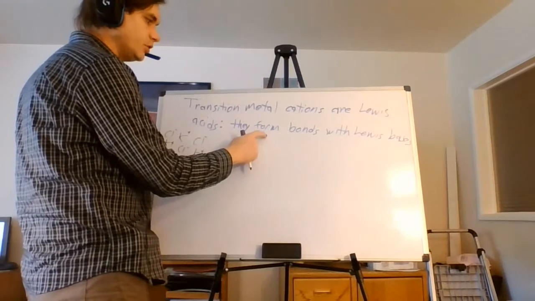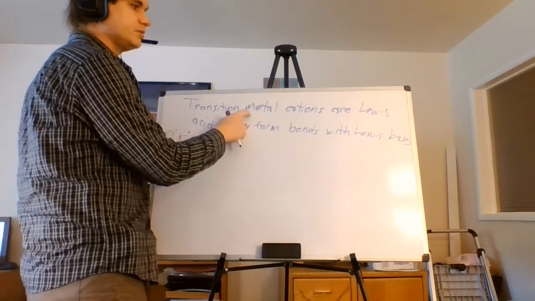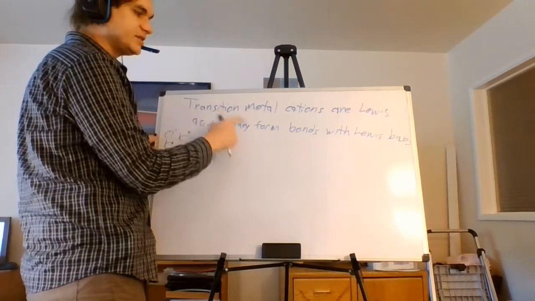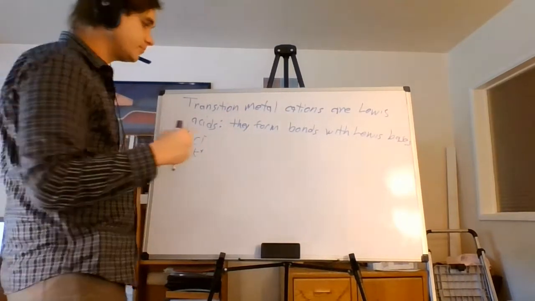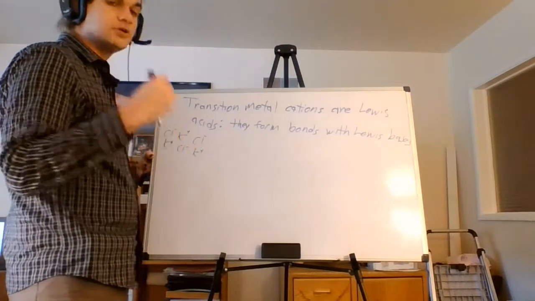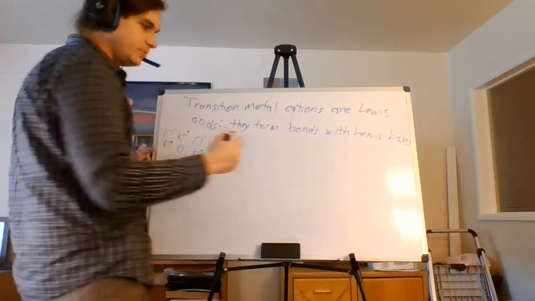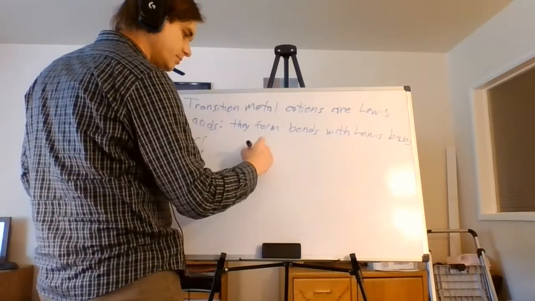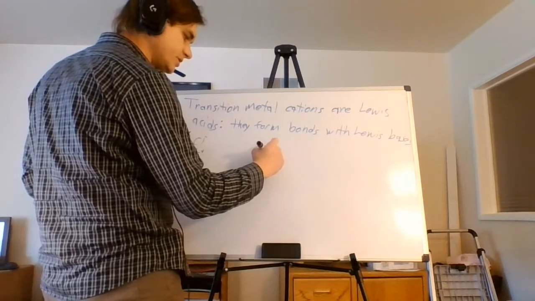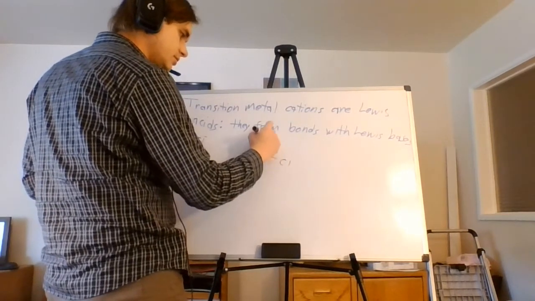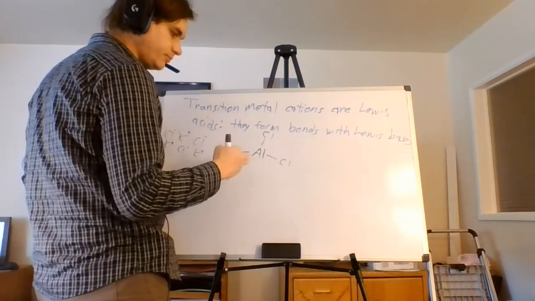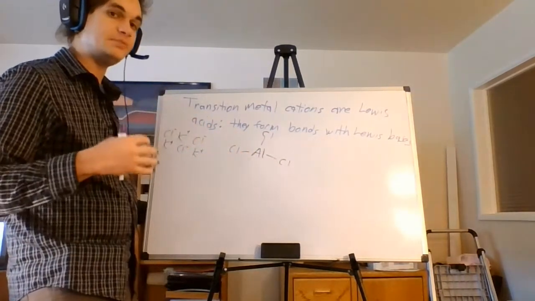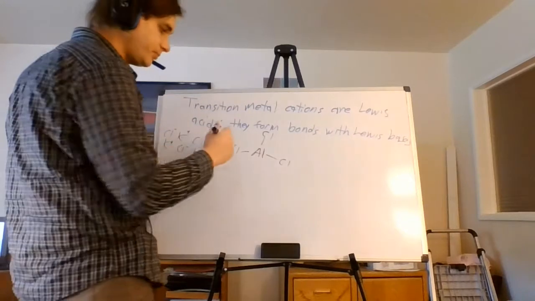The attraction, though, between the Lewis acids and Lewis bases is very highly directional. Let's go back to the example of the aluminum chloride. And yes, I know that aluminum is not a transition metal. I just want to use an example of what I mean by directional.